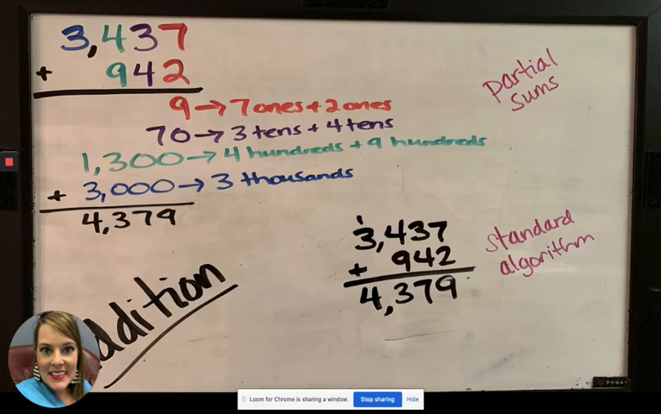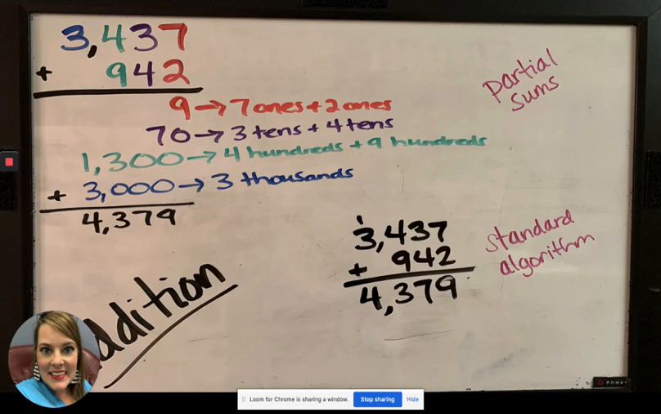So we did arrive at the same answer. So keep that in mind. You are able to use any strategy that you prefer. Try to push yourself to use more than one. Like, don't just get stuck either using the partial sums or doing the standard algorithm. I encourage you to challenge yourself to do more than one strategy.